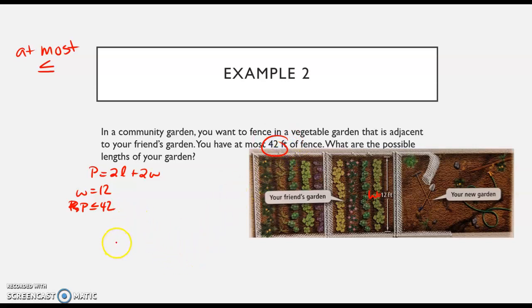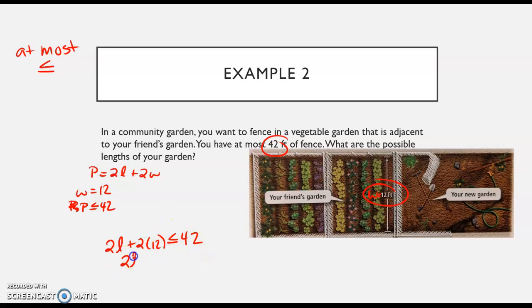So to set this up, I'm going to do 2 times my length, of which I don't know yet, plus 2 times 12, because that's my width, right? This 12 right here. And then that's going to be less than or equal to 42, because the perimeter can't be more than 42, because I only have 42 feet of fence. So from here, we're going to solve.